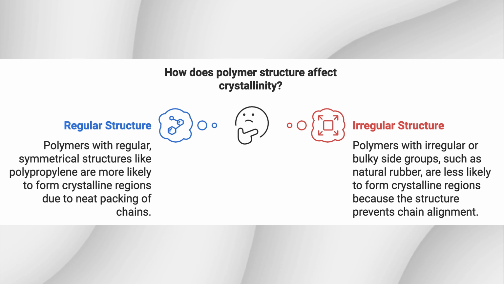By now, you might be wondering, how do these structures occur? The structure of a polymer, whether it's amorphous, crystalline, or semi-crystalline, depends on several factors. Polymer structure and regularity, because polymers with a regular symmetrical structure are more likely to form crystalline regions. For example, polymers like polypropylene have repeating units that allow the chains to pack together neatly.